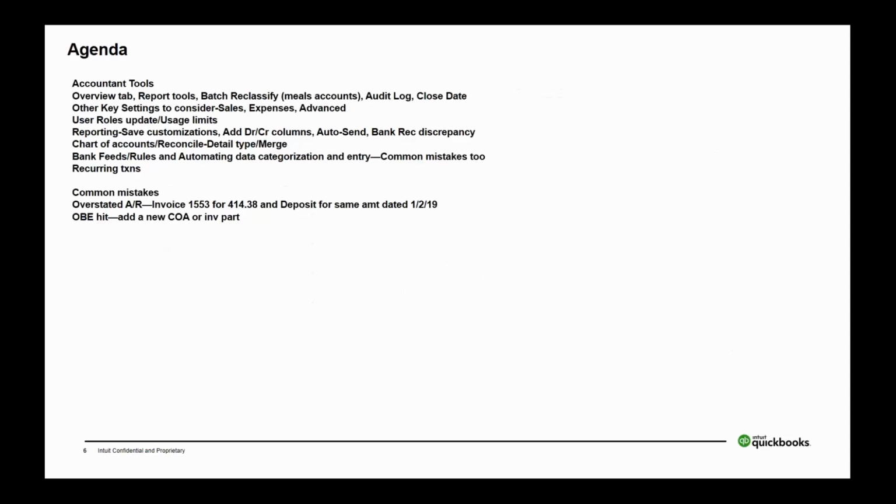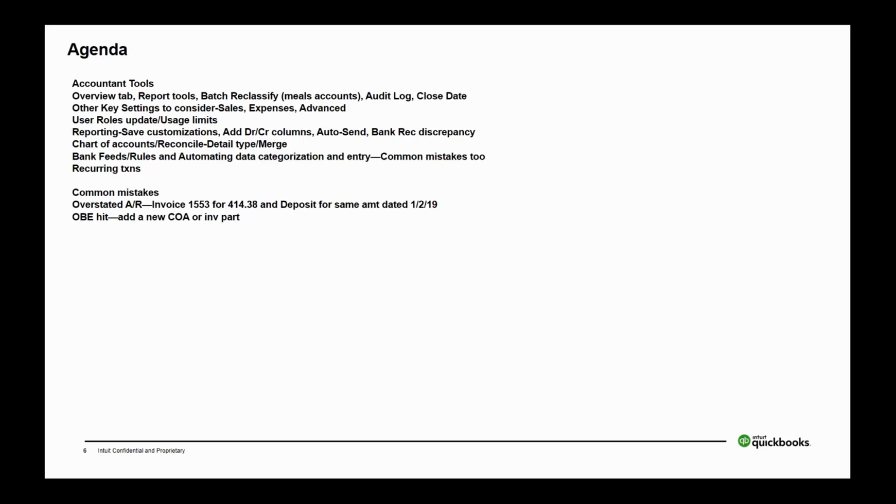Now here, we're going to dive into product. Here's the agenda. I'm going to go over the accountant tools, so I'm already in a client file. I won't be spending any time in QBOA, but feel free to ask questions around QBOA if you want. We're going to go through the Overview tab, Report Tools, Batch Reclassify, that tool that you might be used to in QuickBooks Accountant Edition. Working with your Pro Premier clients, we have that tool in QBO when you're in through QBOA.